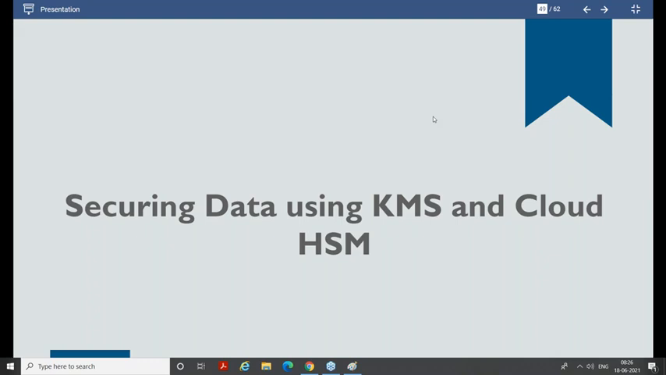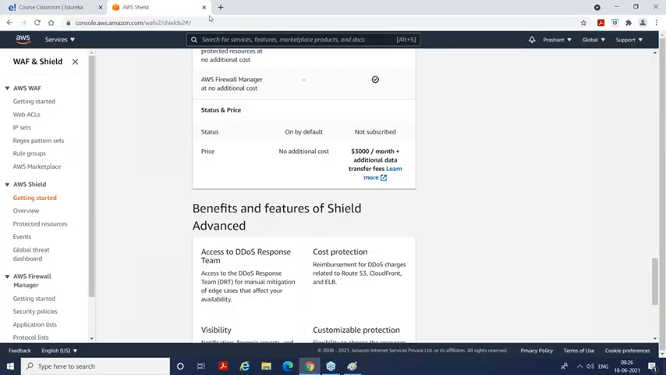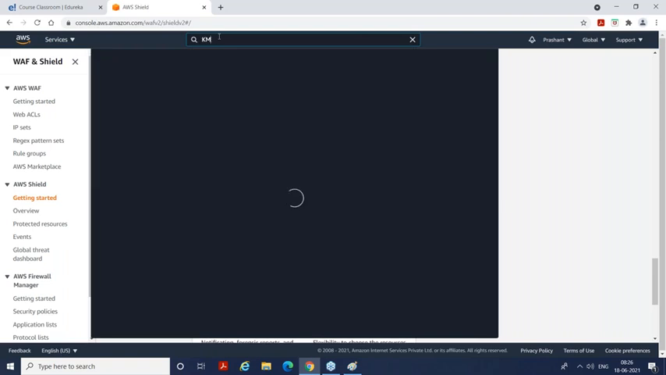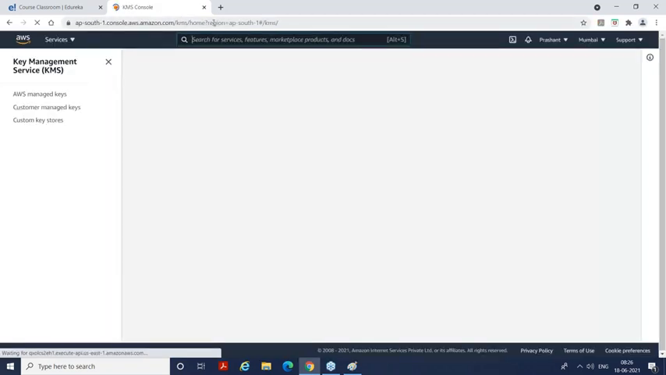Now, what is encryption? Encrypting is nothing but protecting your data in such a way that no one can read your data easily. To read that data, you require something called a decryption key. Now, when I talk about keys, there are 2 types of keys.